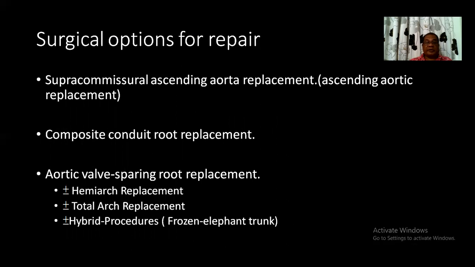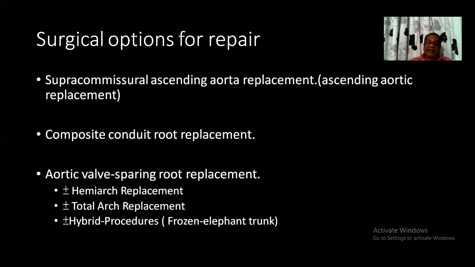Surgical options for repair. The supracommissural ascending aorta replacement will be a straightforward one. Only the ascending aorta is replaced when the root and the aortic valve are of normal size and when there is no pathology affecting the root or the aortic valve.